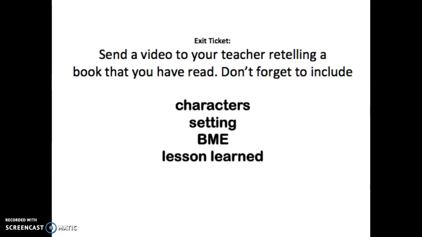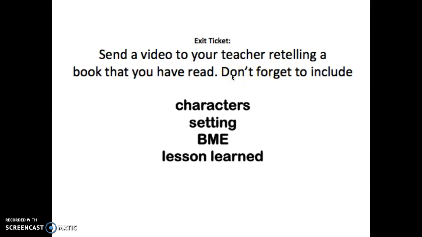Now it's your chance to show what you know. Go in your book bag or your book box and pull out a story that you read recently when you were doing Read to Self. It needs to be a story that has characters and a setting. Reread it real quick. And then you're going to send a video to your teacher where you practice retelling it.